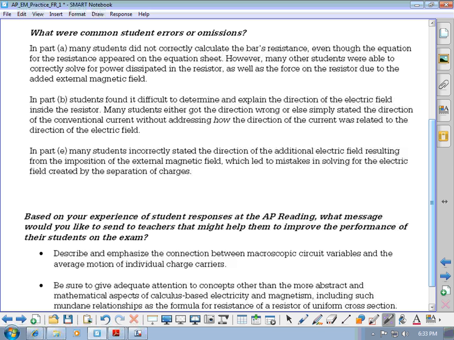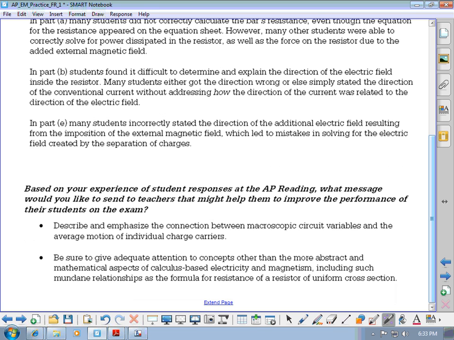What you saw from student scores, what's the message that you would like to send to teachers and their students to improve their performance on the exam on questions like this. Describe and emphasize the connection between macroscopic circuit variables and the average motion of individual charge carriers. So you need to understand how to do circuits, but you should understand how to do them when the resistors are not just the squiggly line resistors, just the ideal resistors, but we have a block of material. And you should understand what's going on inside that block of material, that you actually have charge carriers that are moving along, and those charge carriers feel forces.